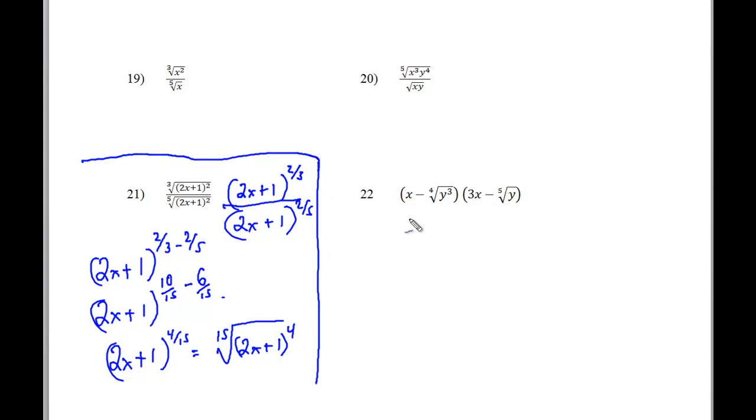Alright, now on to problem 22. FOIL time. So let's take our time and do our FOIL. X times 3x is 3x squared. X times the negative 5th root of y is negative x times the 5th root of y. Not much to combine there, right? We combine these two terms here. The 3x times the negative 4th root of y cubed is negative 3x times the 4th root of y cubed.